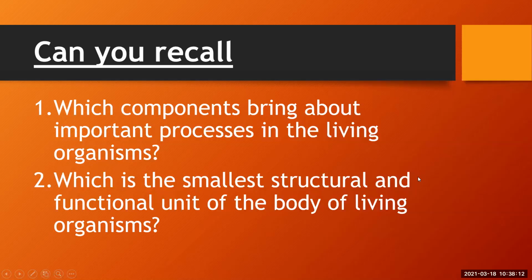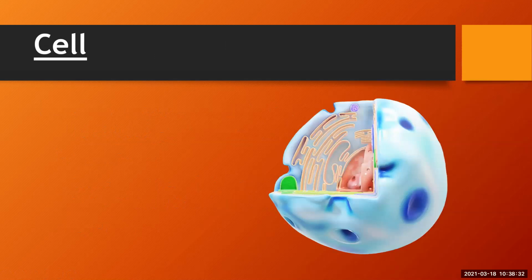Now let's recall. First, which components bring about important processes in the living organism, and second, which is the smallest structural and functional unit of the body of living organisms. So let's recall these two questions and find out the answer. Now as you can see here, this is the structure of a cell.